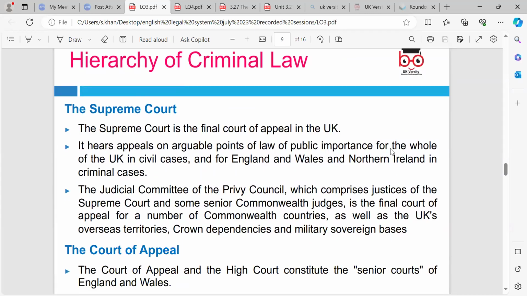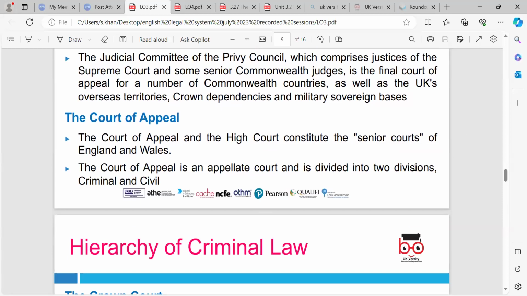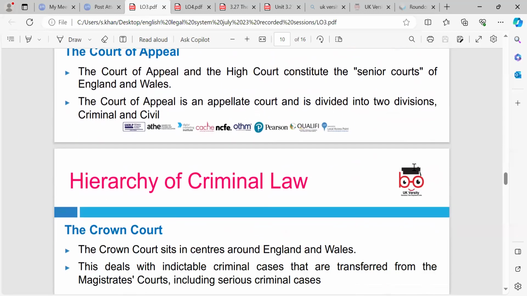So, hierarchy of the criminal courts: the Supreme Court is the final court of appeal. And the Supreme Court hears matters on points of law and public importance for the whole of the UK. The Court of Appeal constitutes the most senior courts of England and Wales, divided into two divisions, as we mentioned earlier, civil and criminal division.